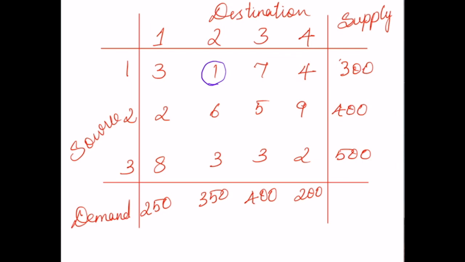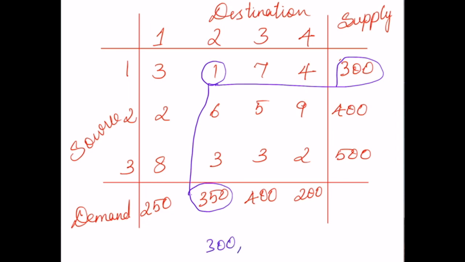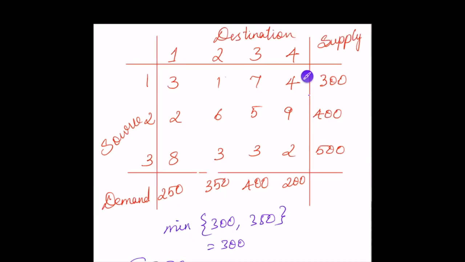We are searching for the least among the 12 entries, that is the 1. Now we compare the supply and demand of the 1. The supply is 300 and the demand is 350. The minimum among 300 and 350 is 300, so I'm allocating 300 to the least cost cell 1.